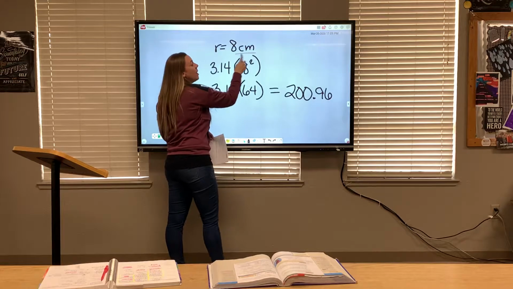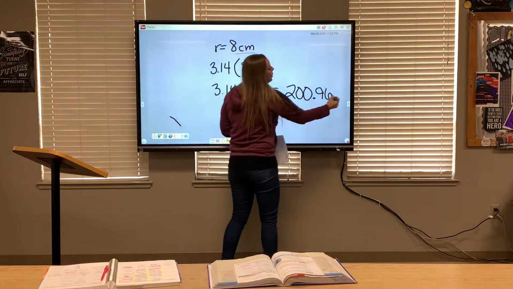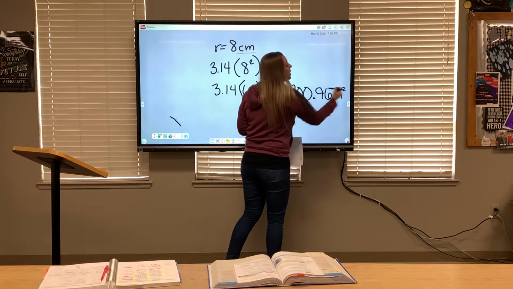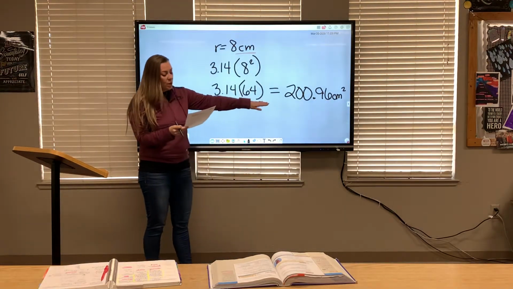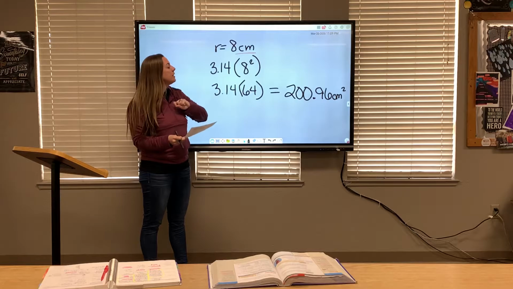Now I look back here, my label is centimeters, so because it's area, it's gonna be centimeters squared. Do not forget the square part, okay? So we can go ahead and do that. It does say to round to the nearest whole number.